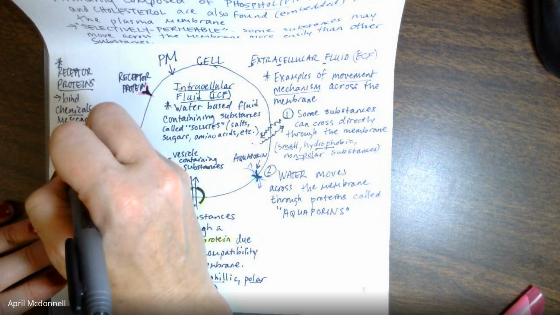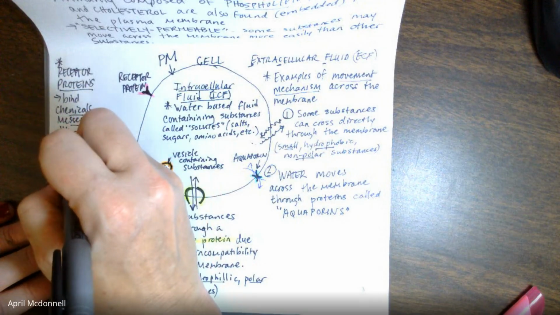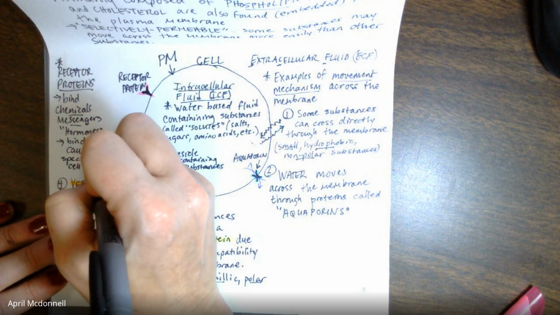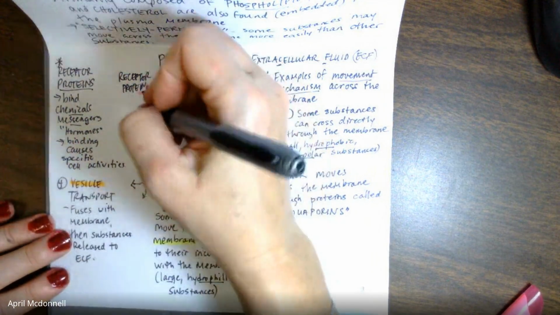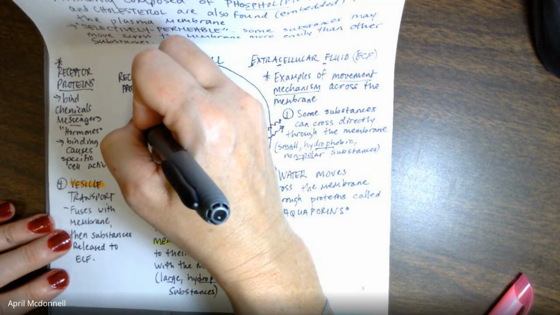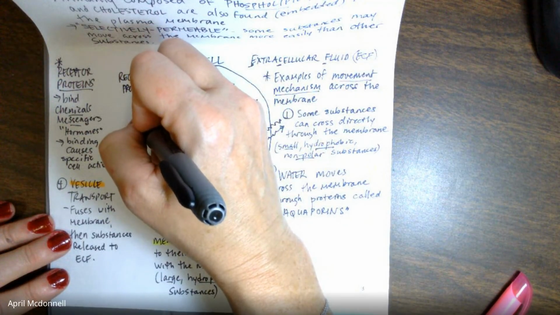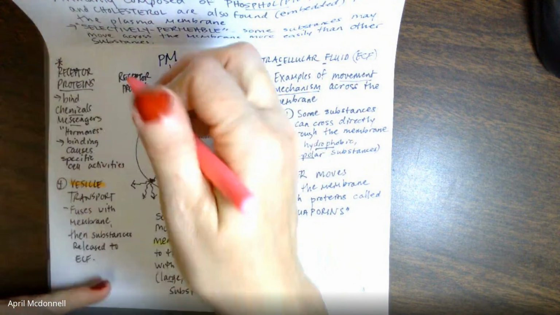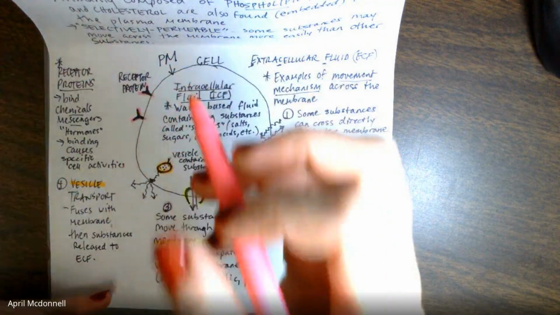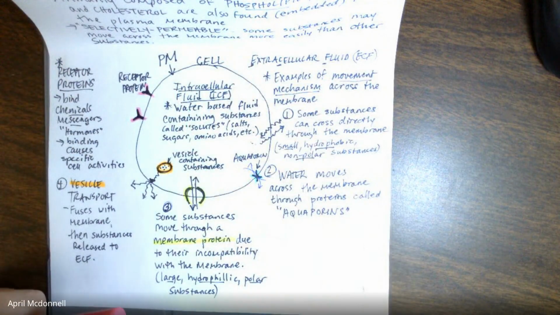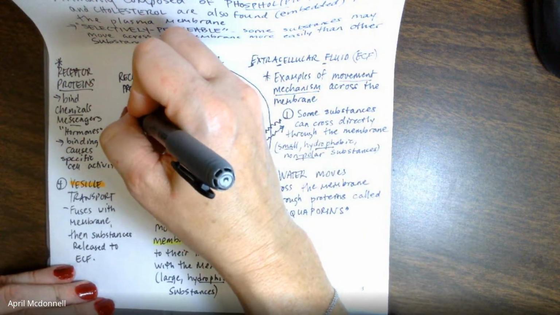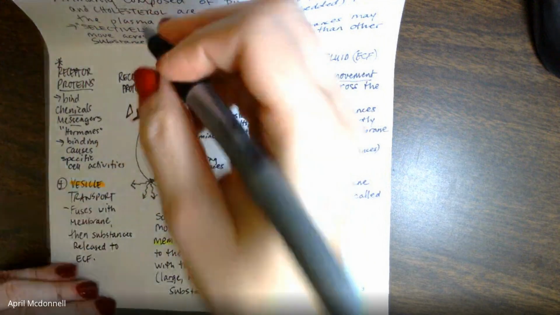Binding causes specific cell activity. Let's draw another receptor protein, the same as the first one. The protein is found at the surface of the cell, and floating around in the extracellular fluid is a chemical messenger.